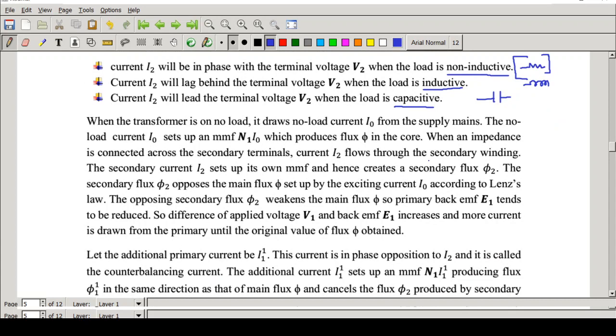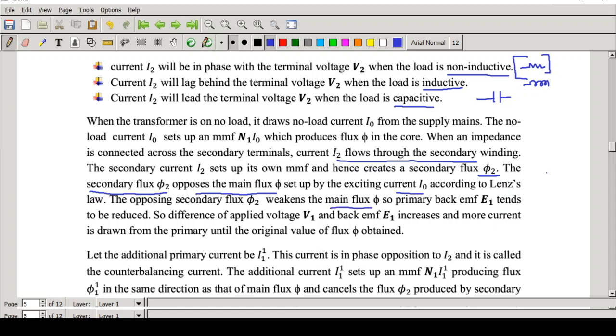Okay. Now we will see what will happen when the current transformer is loaded. So when a transformer is loaded, a current I2 will flow through the secondary. That is the first thing. Of course, a current flowing means it will produce a flux phi2. This is an alternating flux. What will this flux do? You can call it the secondary flux phi2, and it will oppose the main flux phi, which is set by the exciting current I0. So if there is a flux phi2 which opposes the main flux, it will weaken the main flux, that is, flux will reduce.